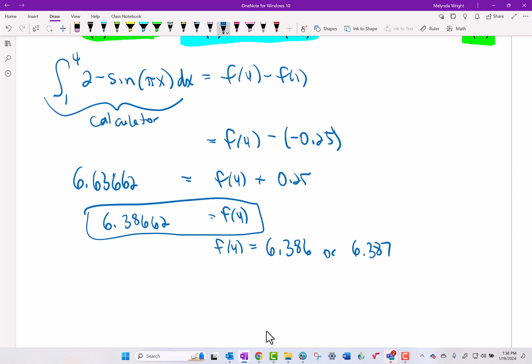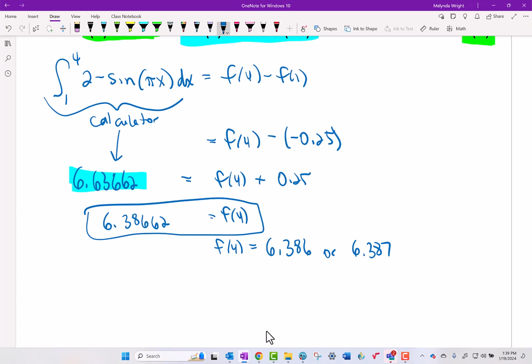It was positive over here, right? And I move it over here because I need to solve for f of 4. Right? No, I got this. This is that. That's this side. That's what I put in my calculator, and that gave me this number right here. And so that number I have to adjust by this number.